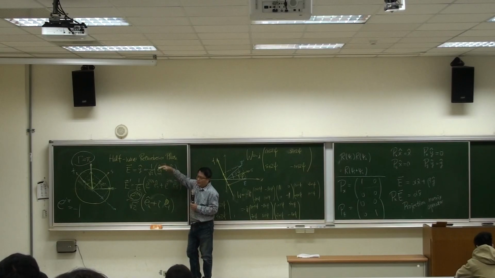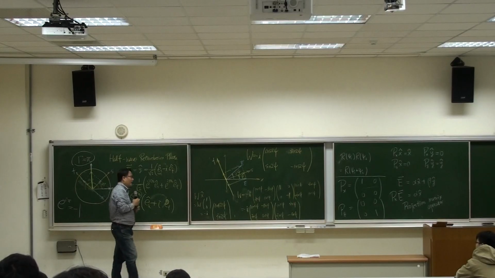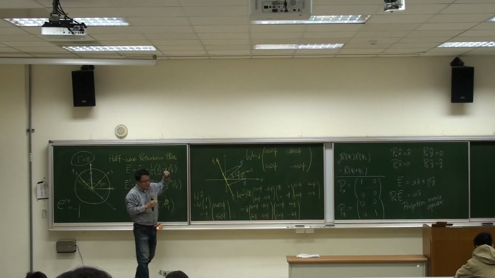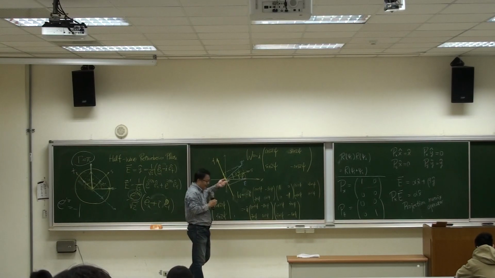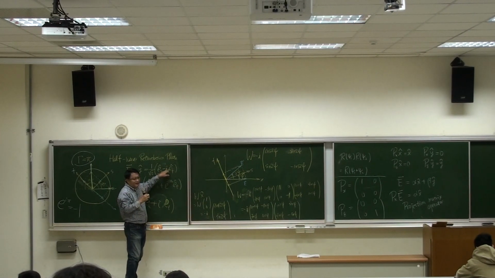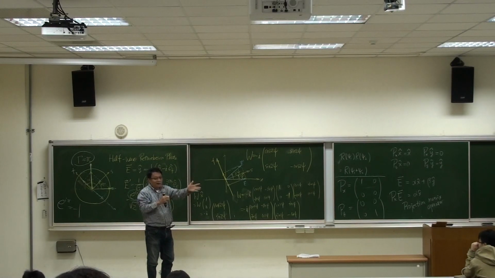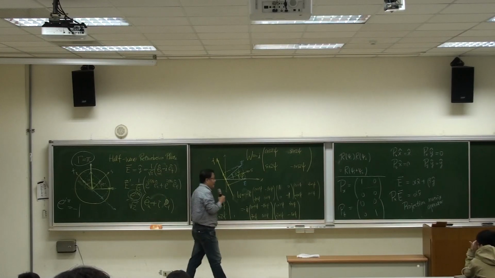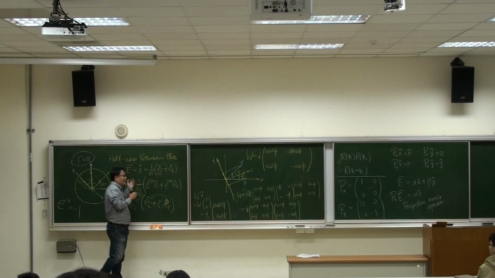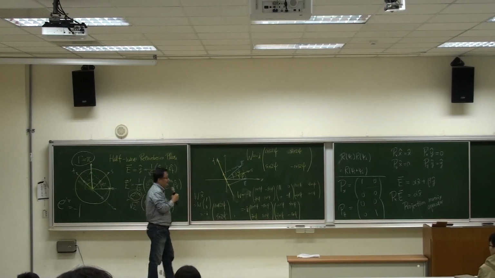You can also use the so-called quarter-wave plate. A quarter-wave plate will not change the sign of the second component, but just give an i times or minus i times the second component. So it can change linearly polarized light to circularly polarized light, or vice versa. You can send the circularly polarized light into a quarter-wave plate to change it into linearly polarized light.